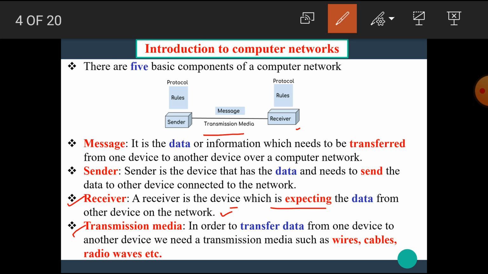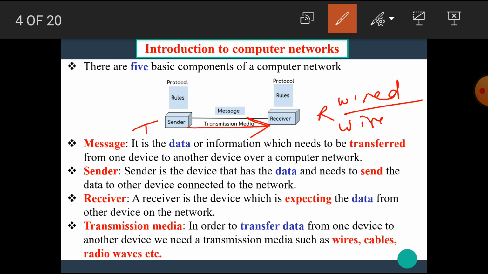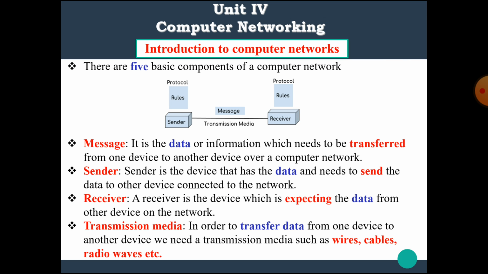The next one is transmission media. In order to transfer data from one device to another device, we need a transmission media such as wires, cables, radio waves, etc. That means to connect the transmitter with the receiver, we require a transmission media. The transmission media may be of wired type or wireless type. In case of wire type, the connection is established by using different cables, wires, or fiber optic cables, etc. In case of wireless connection, the radio frequencies or the radio waves are used.